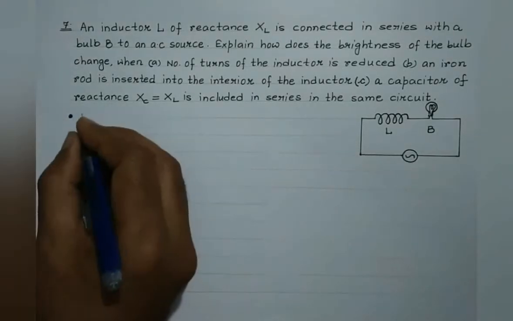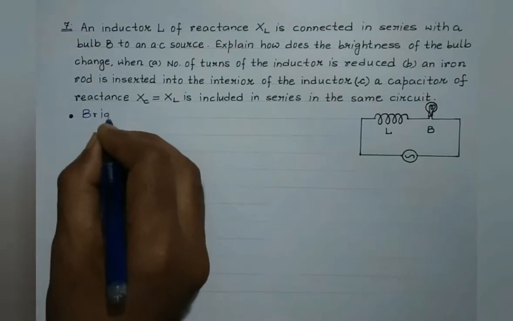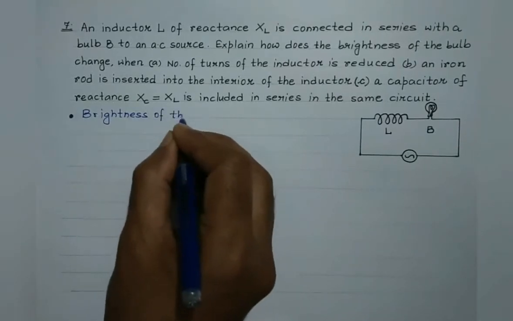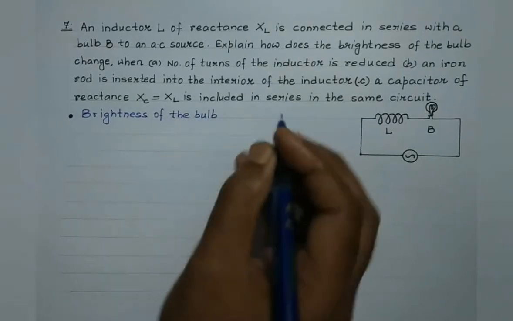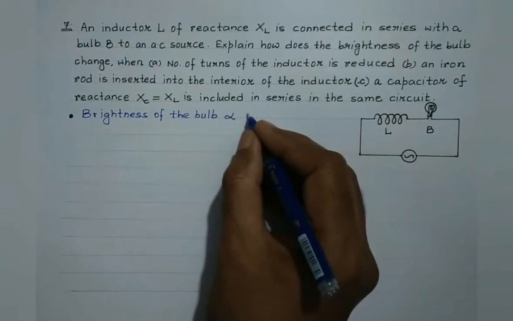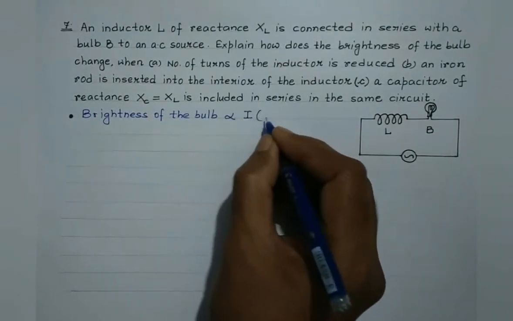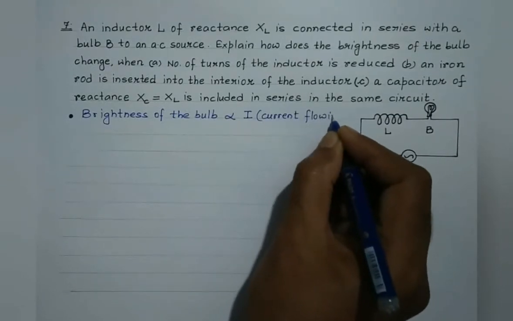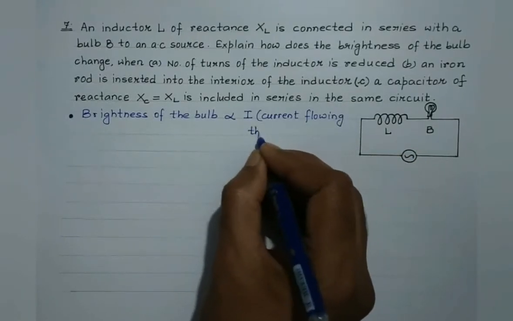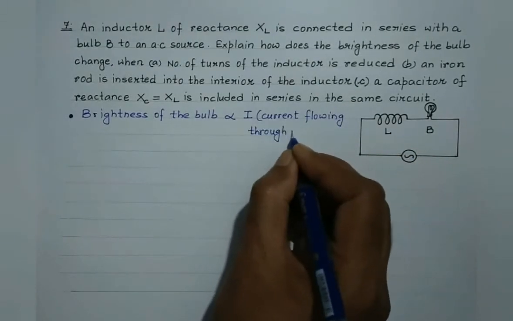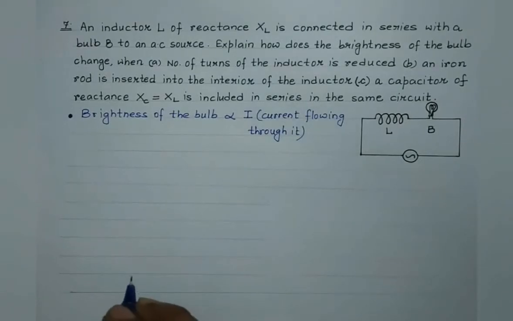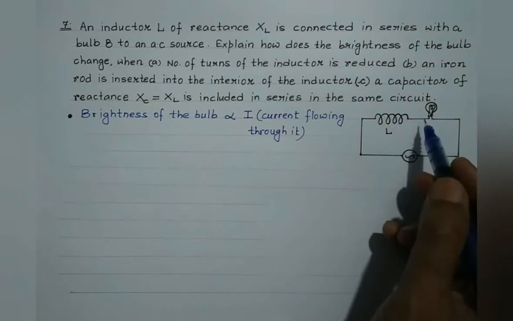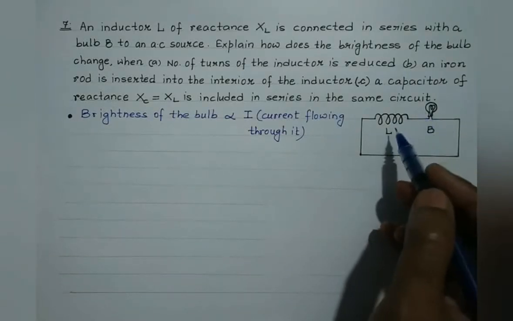So first basic point to be noted is that brightness of the bulb is directly proportional to the current flowing through it. Right? This is the first point to be noted down. And also, current will be more if the net opposition offered by the circuit element is less.